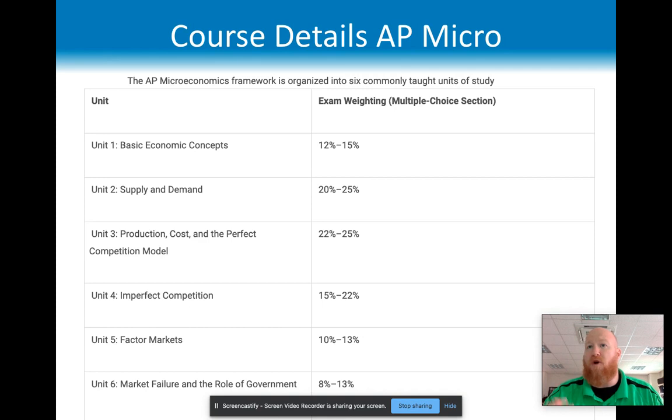Some of these units will go quicker than others. Others of them will take a little bit longer, but again, this is how it's broken down into the 6 different units that we'll study. This is a little different than it was 2 years ago. They've done a redesign on this, so hopefully we're good to go for a couple of years with the redesign and we'll do really well with that. And I think you guys will enjoy micro.